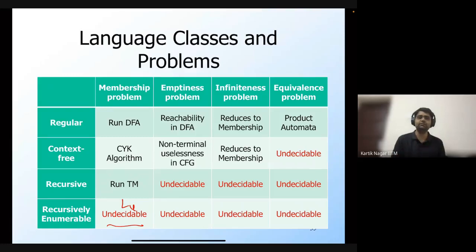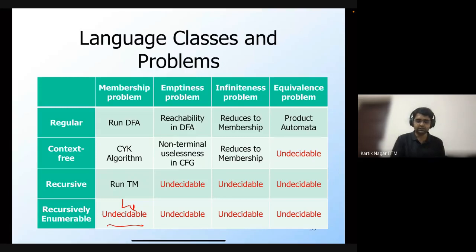So if the start symbol can generate terminal strings, then the language will not be empty. And if the start symbol cannot generate terminal strings, which means the start symbol itself is useless, then the language would be empty. So this is a very simple algorithm. However, for recursive and recursively enumerable languages, this problem is actually undecidable.